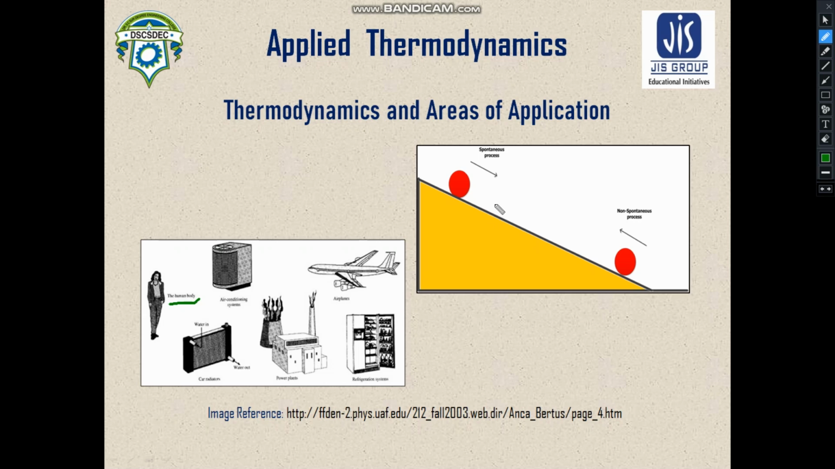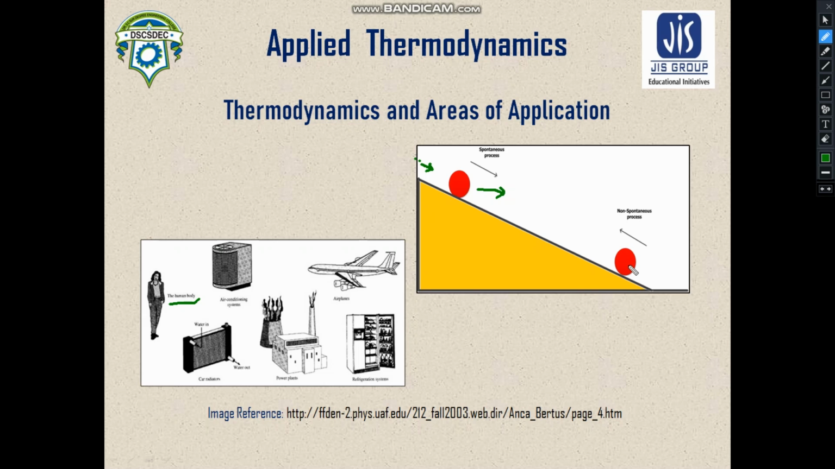If we concentrate on this diagram here, a ball is rolling down in the downwards direction spontaneously. That means if a man is present here and he leaves the ball, it will naturally reach the ground without any other application of force. This is the spontaneous process which we are trying to talk about.